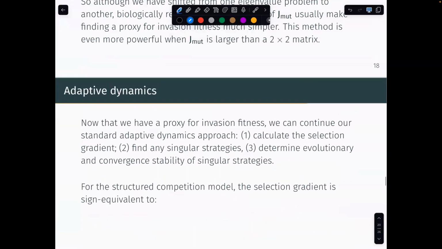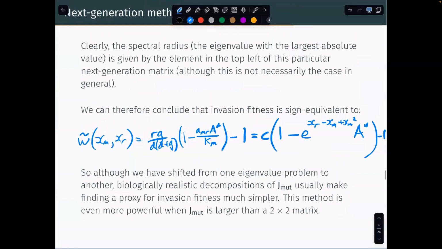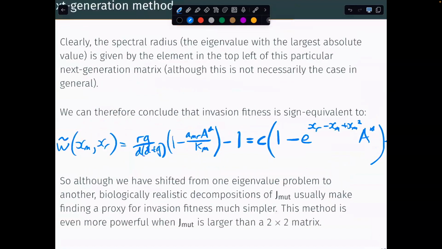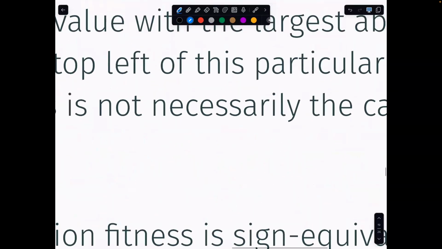Also, although this isn't the actual invasion fitness, because it's sign equivalent to our actual invasion fitness and we only care about the sign, it's going to have the same sign as the selection gradient and the same singular strategies. You can think of it as being something like this. I'll do a little sketch here.